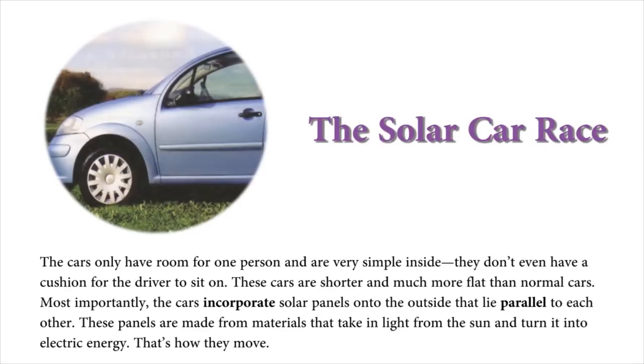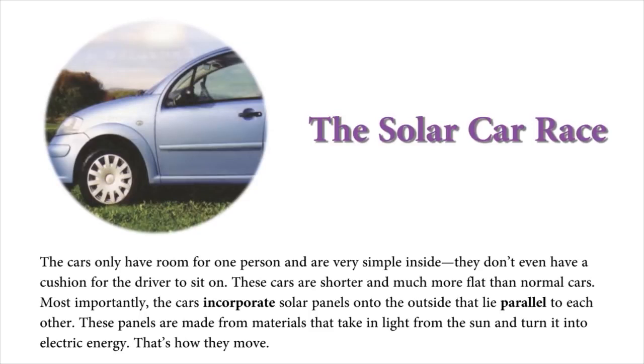The cars only have room for one person and are very simple inside. They don't even have a cushion for the driver to sit on. These cars are shorter and much more flat than normal cars. Most importantly, the cars incorporate solar panels onto the outside that lie parallel to each other. These panels are made from materials that take in light from the sun and turn it into electric energy.